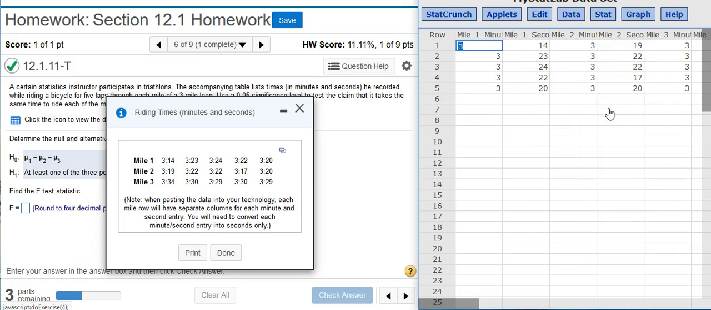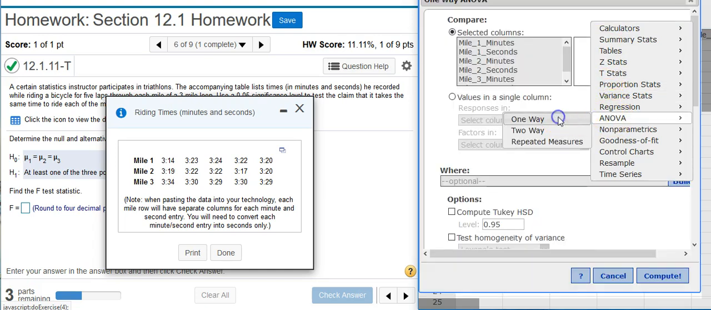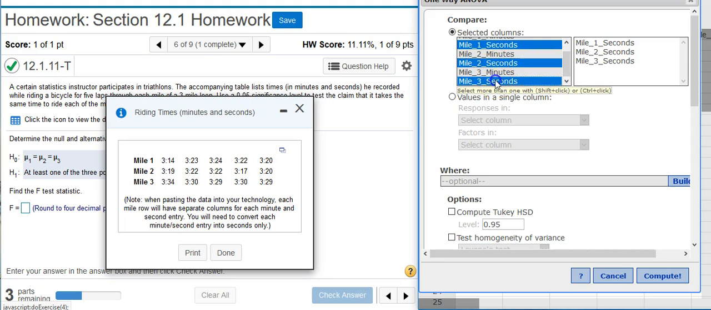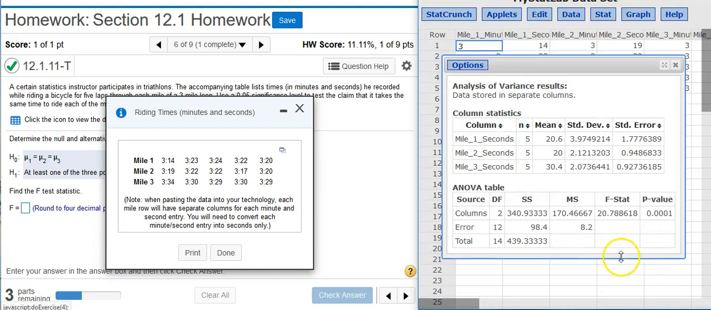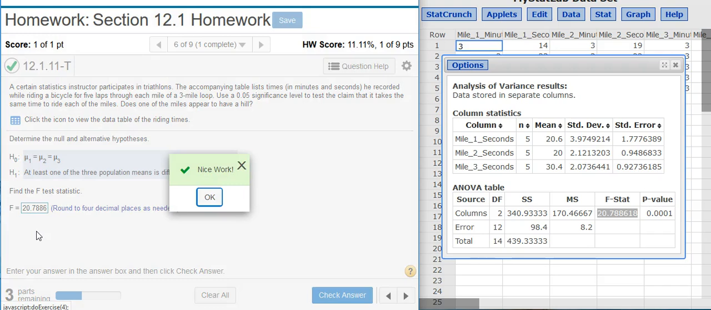So because all the minutes are 3 minutes, we can get away with just using the seconds columns for our test. To conduct the test, we're going to go to Stat, Anova, One Way. Here I'm going to select the columns that have all the seconds in them. And to select more than one column, I hold down the Control button on my keyboard while I select additional columns. And that's all I need to do. Hit Compute. Here's my results window. And down here, my Anova table is my F statistic, which is what I'm looking for. I rounded to 4 decimal places. Nice work!